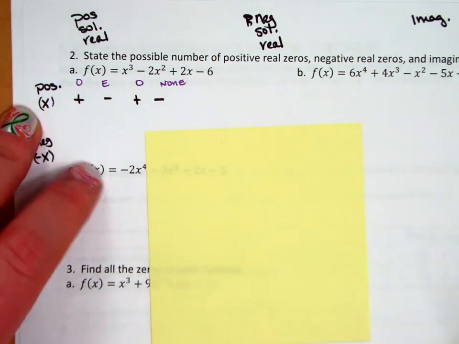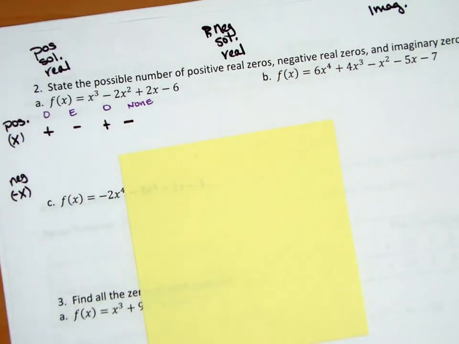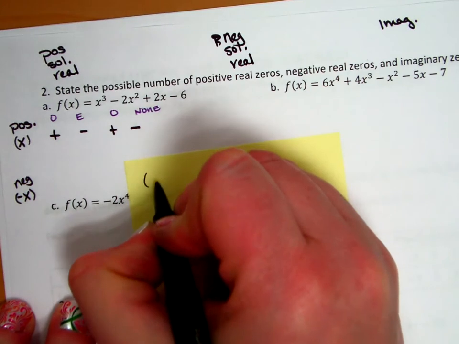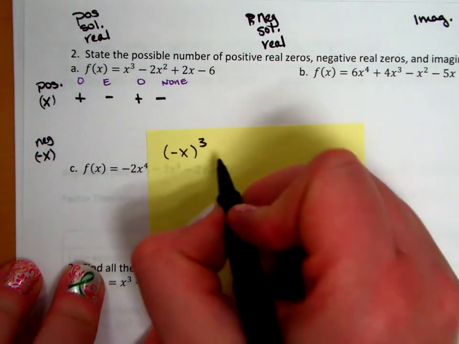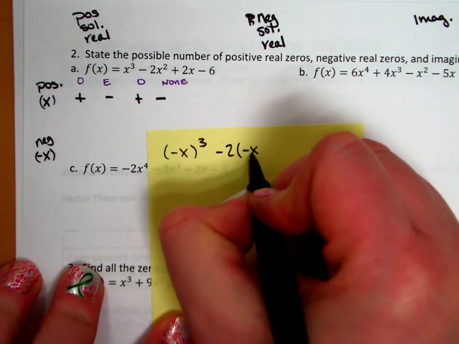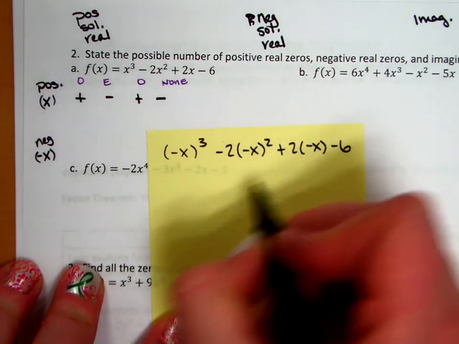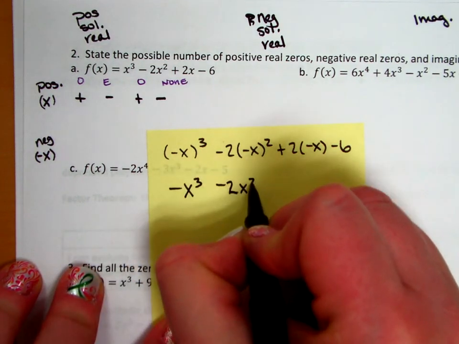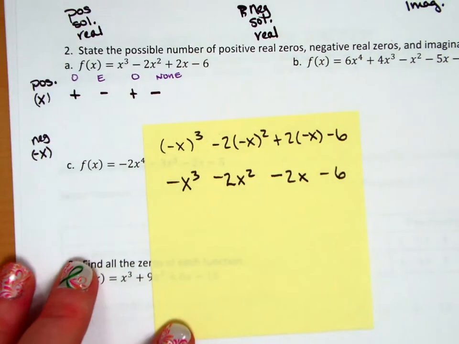So, if I take a negative x and I plug it in, if I do negative x cubed minus 2 times negative x squared plus 2 times negative x minus 6, this becomes negative x cubed minus 2x squared minus 2x minus 6. And what that means is all I did was simplify.